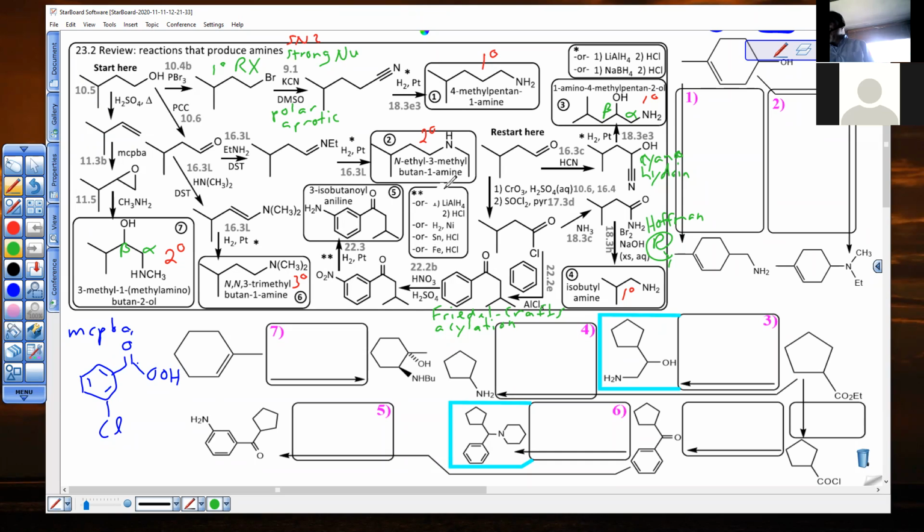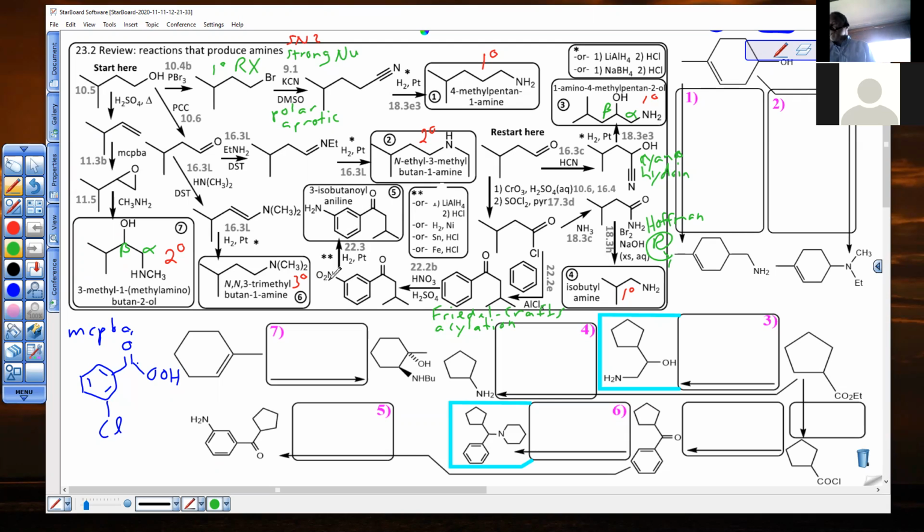And apparently I did some erasing up there, unbeknownst to me. Lithium aluminum hydride followed by HCl would also work. Hydrogen and nickel, tin and HCl, iron and HCl. They all do this job fairly well. But I shouldn't have included this entry here for this specific reaction.